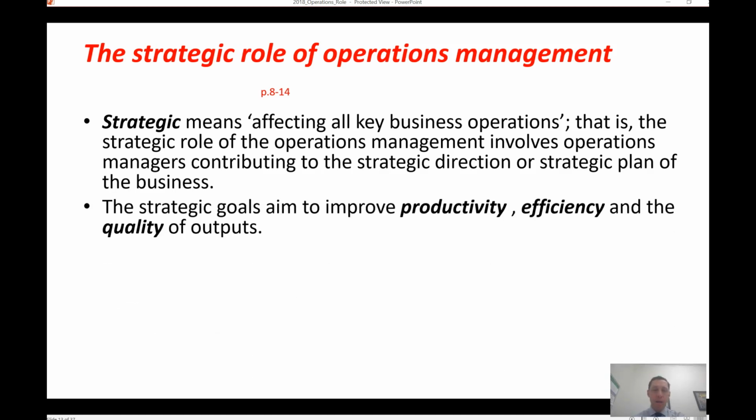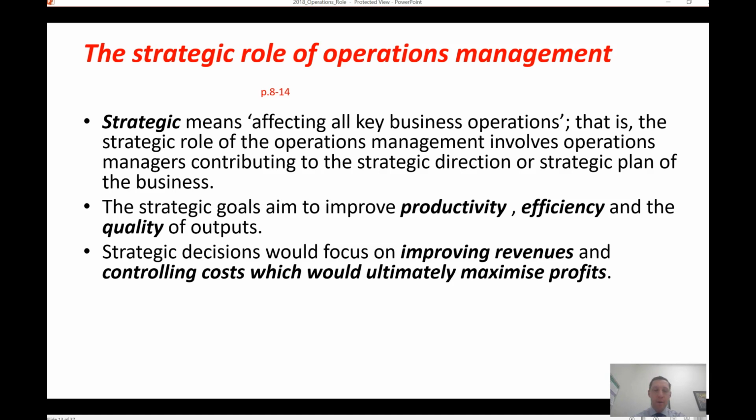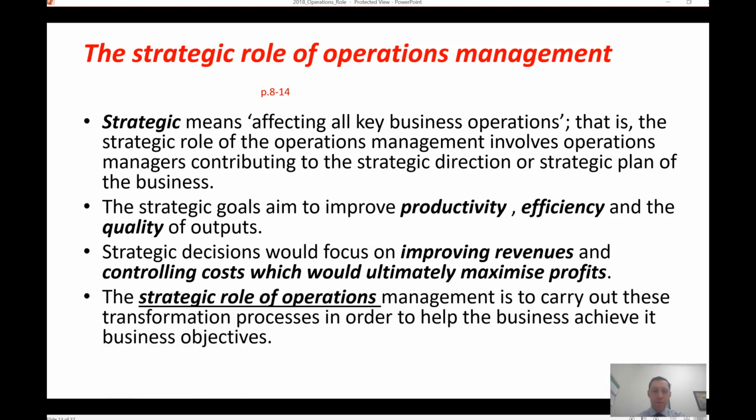So strategic goals are, to come back to those points made in the previous slide, about improving productivity, improving efficiency, improving the quality of the outputs so that the business can achieve its long term objectives. Which ultimately, in terms of objectives, we're really talking about things like revenue, reducing costs, maximizing profit. So the strategic role of operations, this last point, is to carry out those transformation processes to help the business achieve its objectives. So carrying out the transformation processes, so turning the inputs into outputs to help the business achieve its business objectives, i.e. profitability, solvency, liquidity.